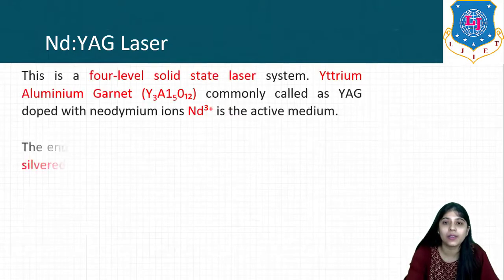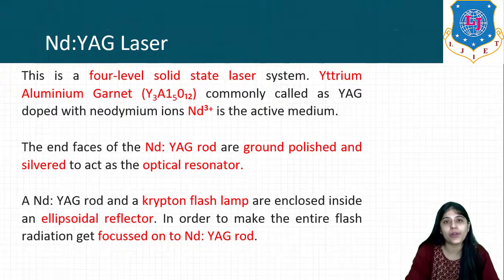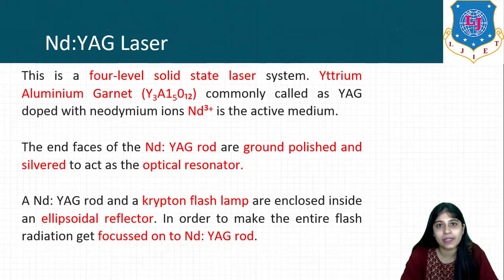Now let us brief some key points. It is a 4-level solid state laser. Yttrium aluminium garnet, whose chemical formula is Y3Al5O12, commonly called YAG, doped with neodymium ions Nd+3, is the active medium. The end faces of the Nd:YAG rod are ground polished and silvered to act as the optical resonator. A Nd:YAG rod and a krypton flash lamp are enclosed inside an ellipsoidal reflector in order to make the entire flash radiation get focused onto the Nd:YAG rod.